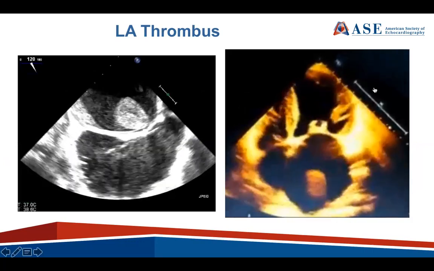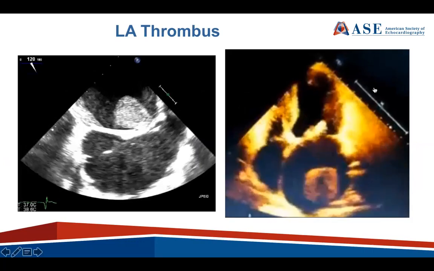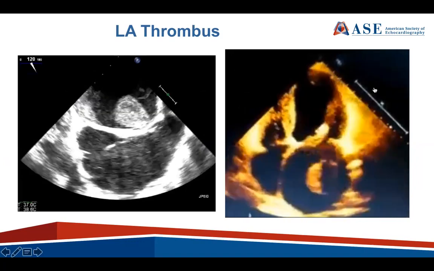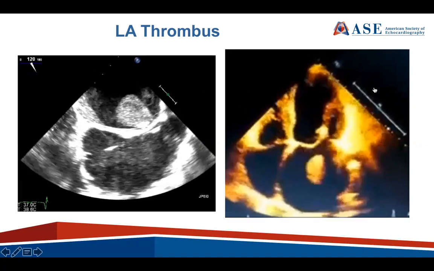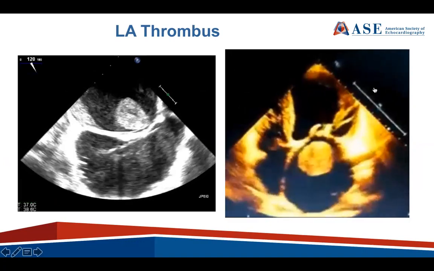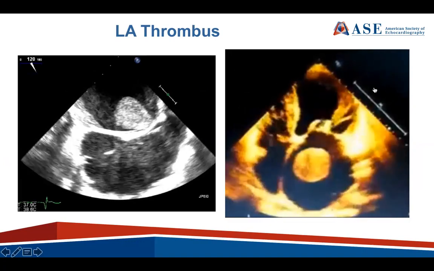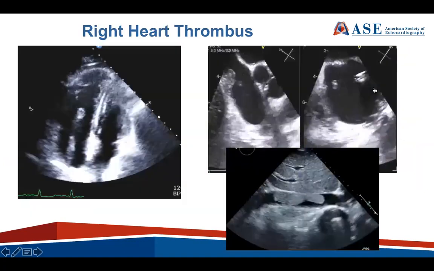Left atrial appendage thrombus, you can see this in situations of mitral stenosis. There's a bicaval view of a patient with a large thrombus sitting on the interatrial septum. And on the right-hand image here, you see significant mitral stenosis with resultant left atrial thrombus.